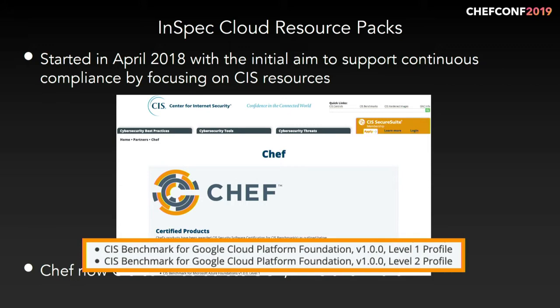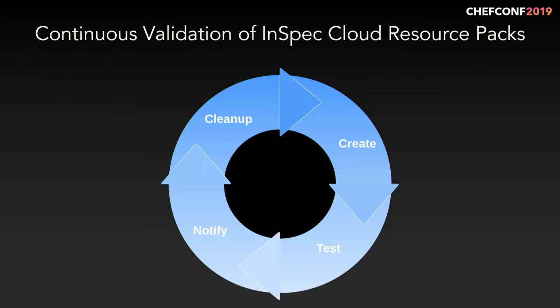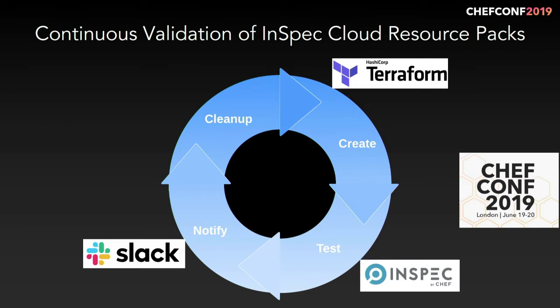To make all of that work on an ongoing basis, though, we need continuous validation of these resource packs. We've got a CI setup where we stand everything up, test it, and then tear it down again on an ongoing basis. We use industry standard tools, so Terraform, to stand up the resources. They only exist for the length of time it takes InSpec to test them, and then we notify of success, failure, and other things. And as a shout out to ChefConf London, we are going to do a talk on that topic for those that are interested.